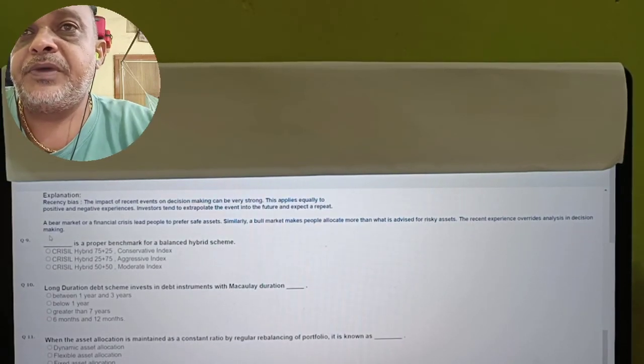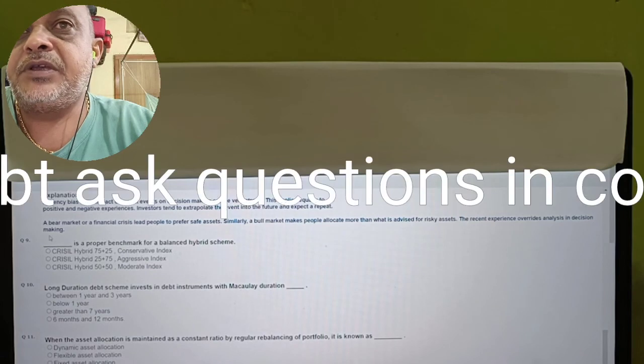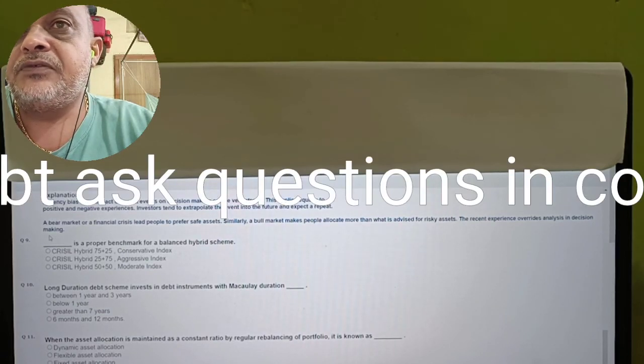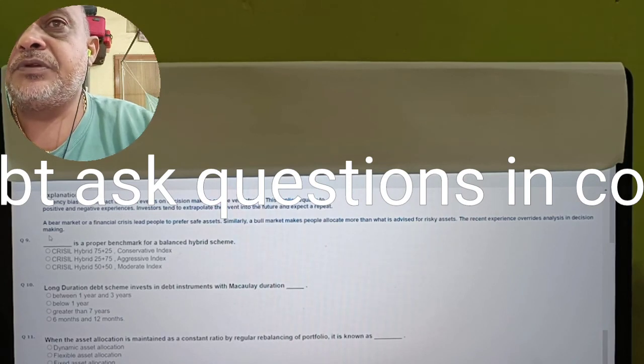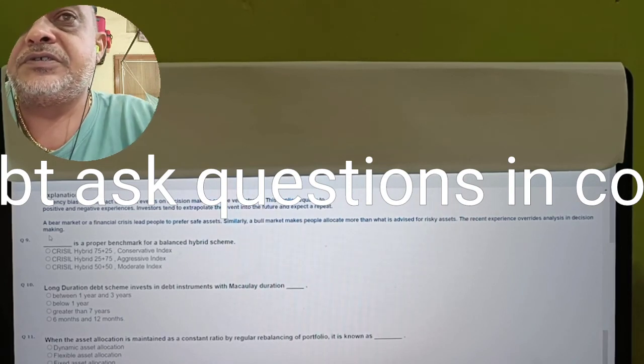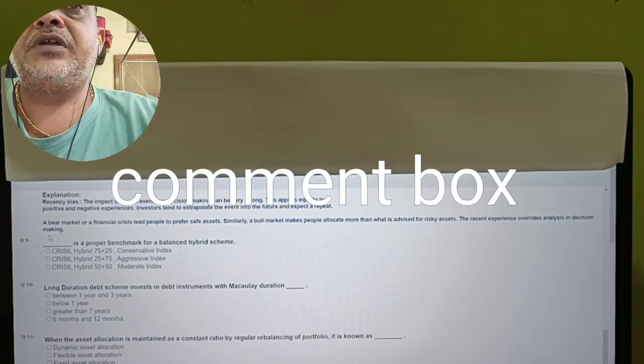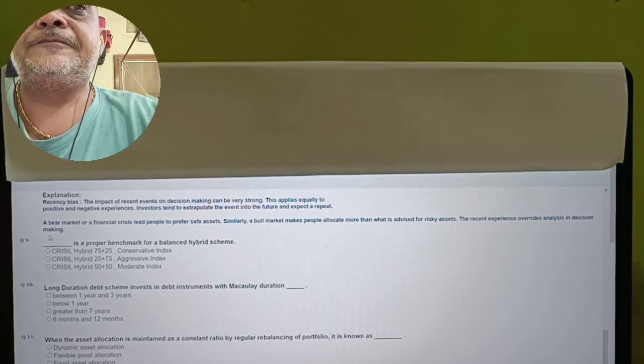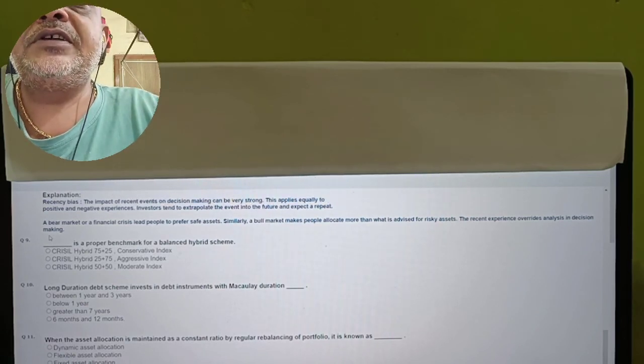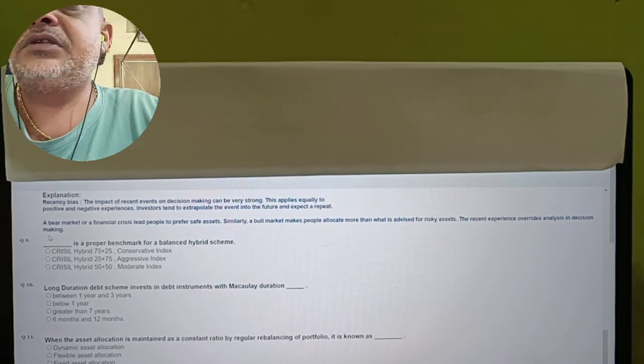Recency bias: the impact of recent events on decision making can be very strong. This applies equally to positive and negative experiences. Investors tend to extrapolate the event into the future and expect a repeat. A bear market or a financial crisis leads people to prefer safe assets. Similarly, in a bull market people allocate more than what is advised to risky assets. The recent experience overrides analysis and decision making.